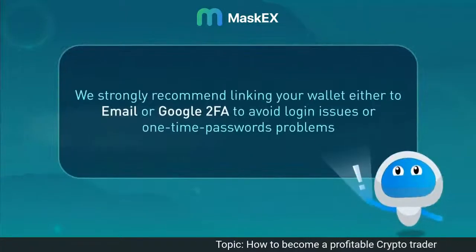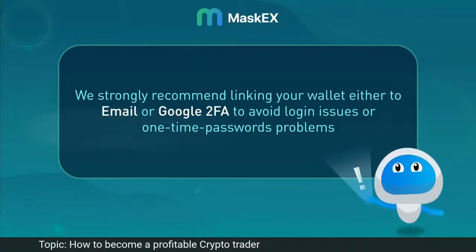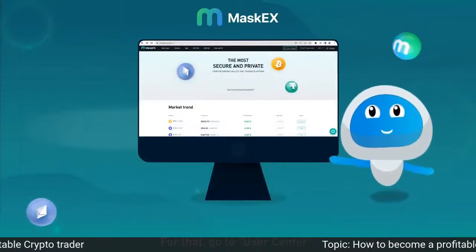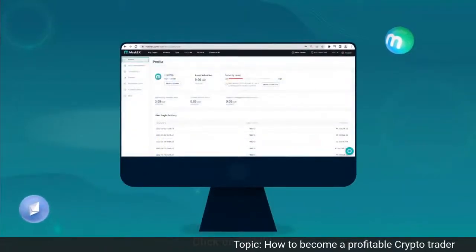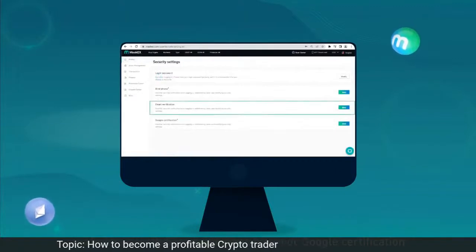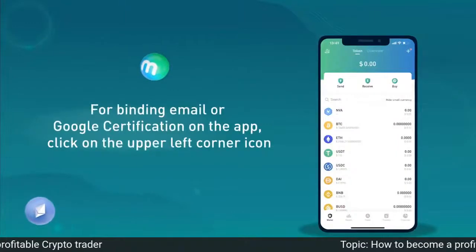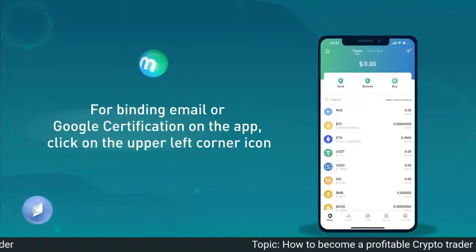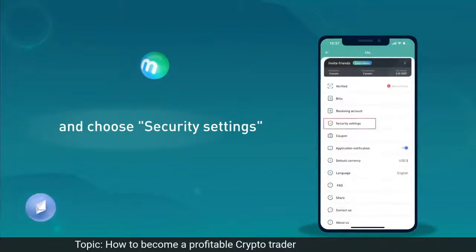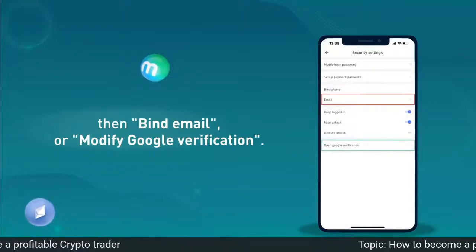We strongly recommend linking your wallet to either Gmail or Google 2FA to avoid login issues or one-time password problems. For that, go to User Center. Click on Profile. Select Make It Safe Now, and activate via either email verification or Google certification. For binding email or Google certification on the app, click on the upper left corner icon and choose Security Settings. Then bind email or modify Google verification.